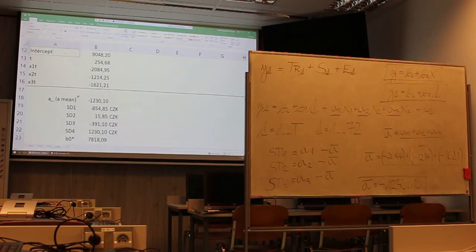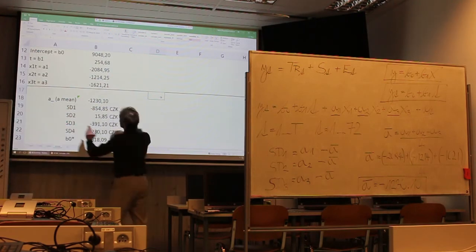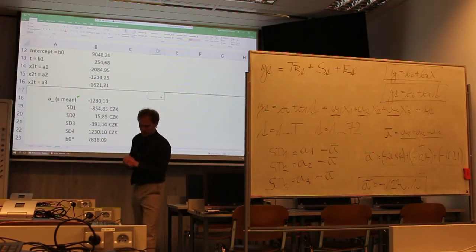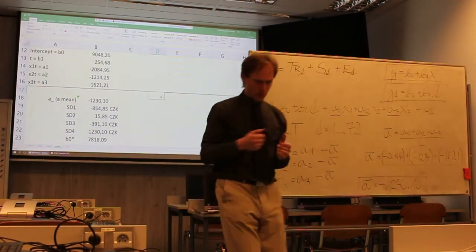So the intercept is equal to B0, T is equal to B1, x1 in time t is equal to A1, x2 in time t is equal to A2, and x3 in time t is equal to A3. You can use this screenshot. It's important.